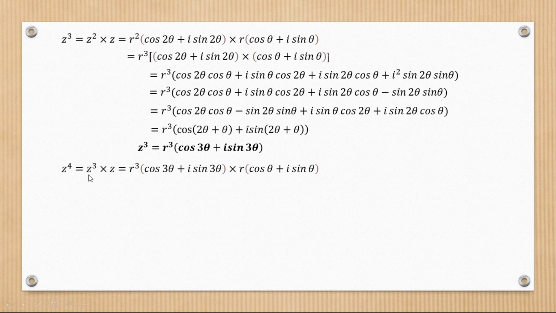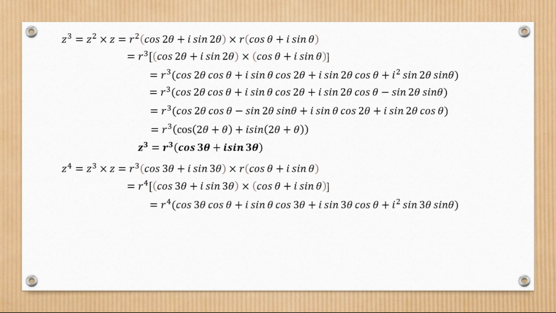So z power 4 can also be z cubed times z, which is equal to r cubed, which is what we found here, times r (cos theta plus i sine theta). So now when we open those brackets, we can see that r times r cubed is r power 4, and then we are left with that. And then when we open these brackets, this can be expressed in that format. Then we also remember again that i squared is -1, so we have this as a negative. So this can become that.